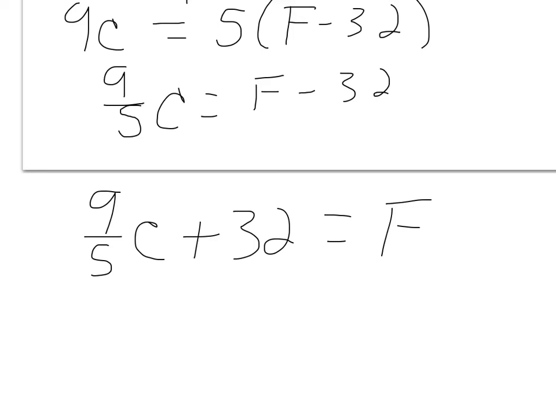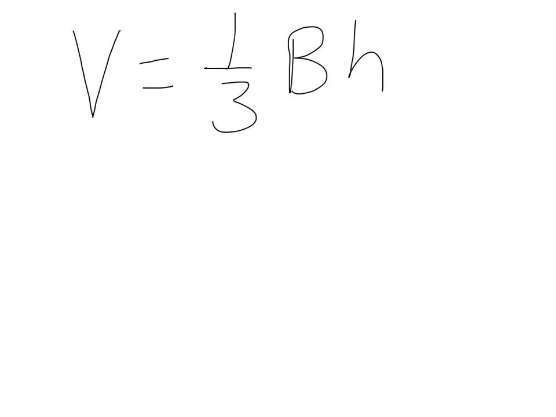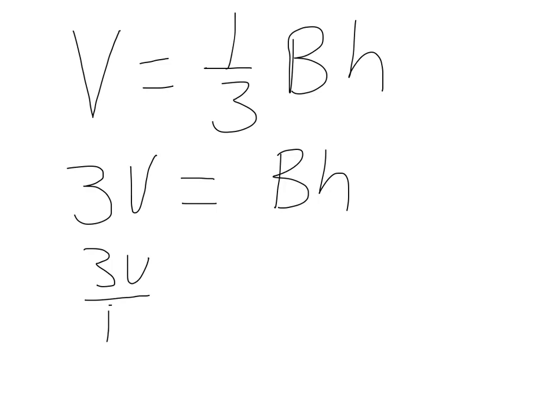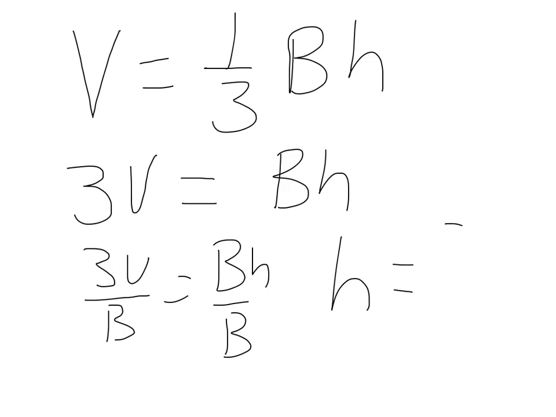One final here is, if you recall in geometry, you got volume equals 1/3 the area of the base times height. If I wanted to solve this for h, what I need to do is multiply both sides by 3. So now I have 3v equals b times h. And then the next thing I want to do is divide both sides by b. So the height is equal to 3 times the volume divided by b. And this would work if you took the volume of a pyramid, or I believe a cone.